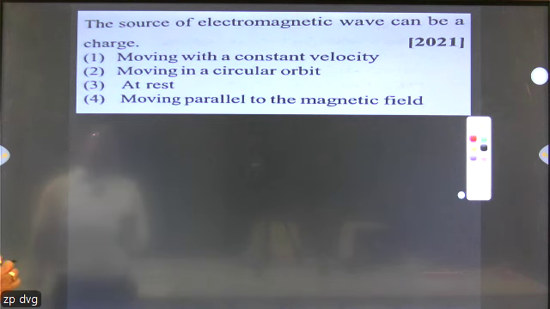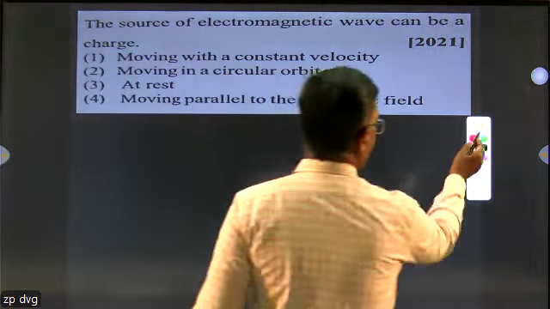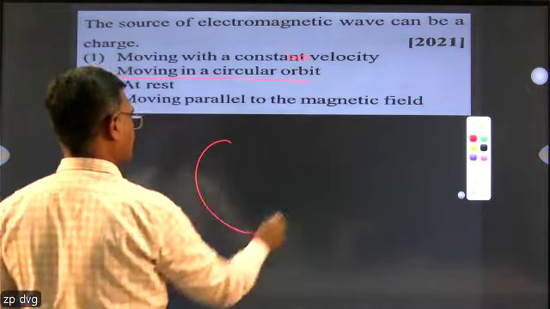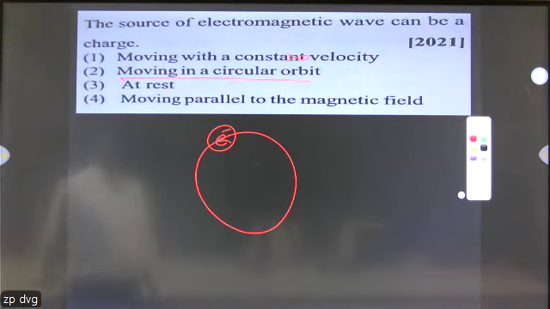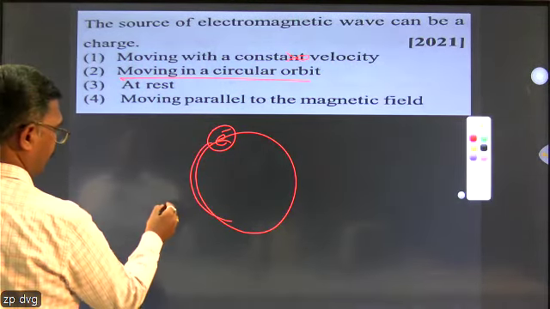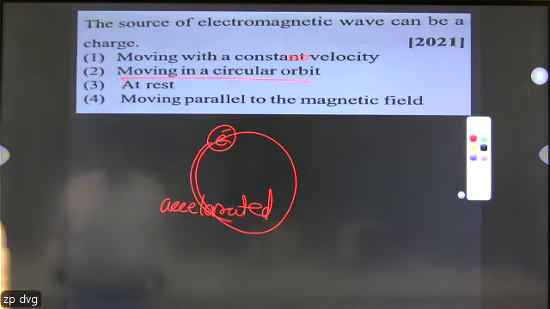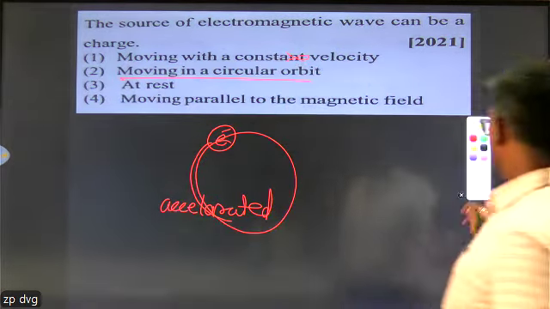Option is a moving charge with constant velocity. Wrong, because if the velocity is constant, you cannot produce the electromagnetic wave. So this is wrong. Moving in a circular orbit, a charge, say an electron, which is moving in a circular orbit, can it produce the electromagnetic wave? Yes, it can, because it is continuously getting accelerated. So this is the accelerated charge which will produce the electromagnetic wave. So that is the correct option: moving in a circular orbit.